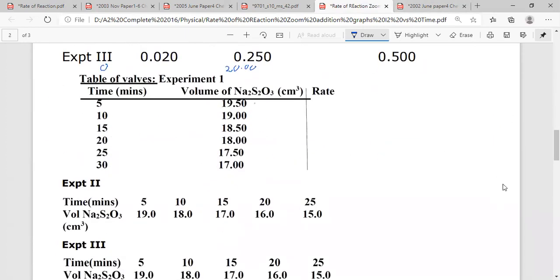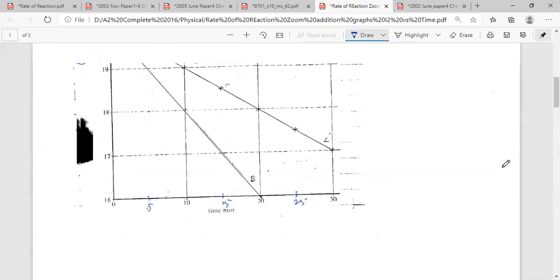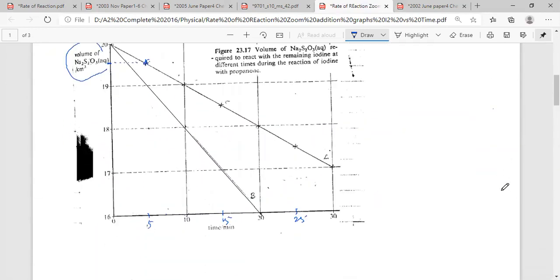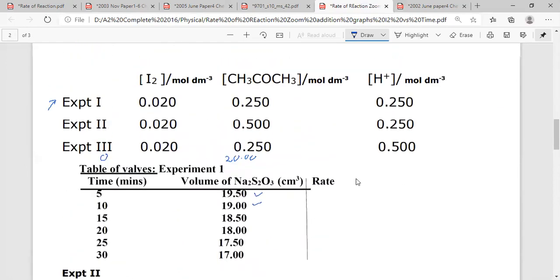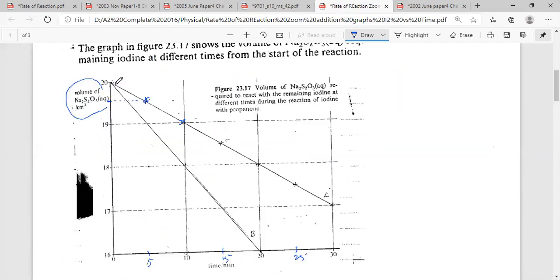After 10 minutes, of course, the concentration will go down. Why? Because more of the iodine has reacted. So what is left behind at 10 minutes is only 19. So 19 here. Then at 15 minutes, it's 18.5, and 18, and so on. Now I plot the points here and I get a nice, beautiful straight line. Forget the second line first.